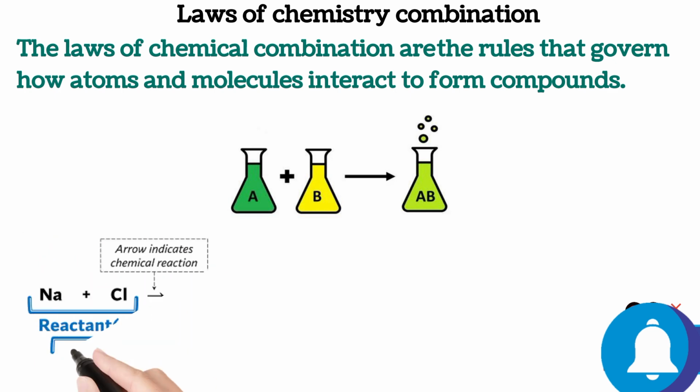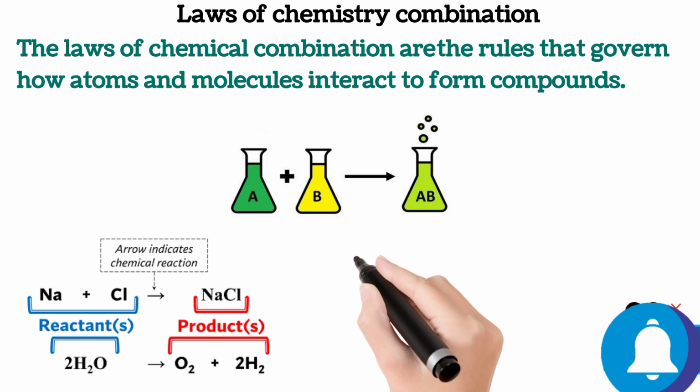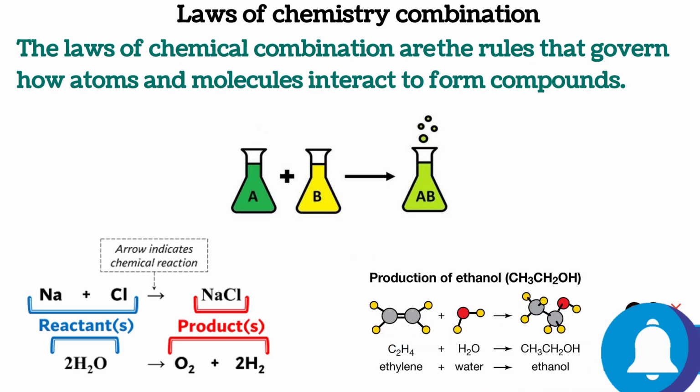So look at this. We have sodium plus chlorine to produce sodium chloride. It's also another example where two atoms form one single molecule. Then in the case of water, a water molecule is a molecule, so it's not an atom. So it decomposes to produce hydrogen plus oxygen. And of course, there is an arrow that indicates the forward and the backward reaction. So this is a typical example of how reactions take place. It can be between atoms and atoms or molecules.